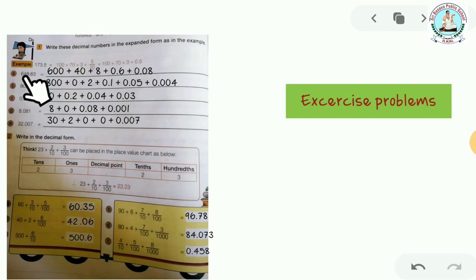Let us write the expansion form of this, that is 648.63. So place value of 6 is 600, 4 is 40, 8 is 8 only, and the place value of 6 is 0.6, place value of 3 is 0.08. Let's move on to the second question. So it is 800, 0 as it is, because the place value of any 0 will always be 0, and the place value of 2 is 2 itself, place value of the first digit, that is 1, and its place value is 0.1, and the place value of 5 is 0.05, place value of 4 is 0.004.